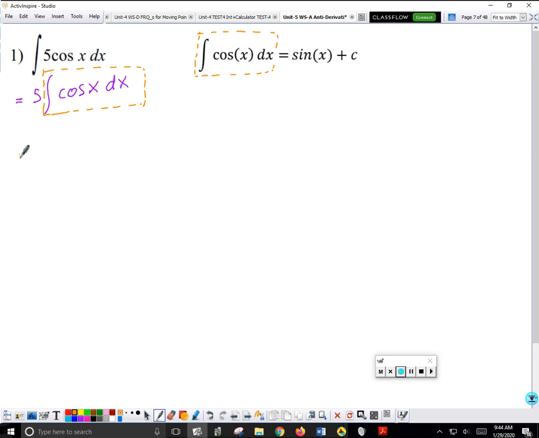So this becomes 5. The orange box becomes sine of x. And then I remember that, oh yeah, I might have an extra 7 or something. I don't know. So that's it. Problem 1 is now done.